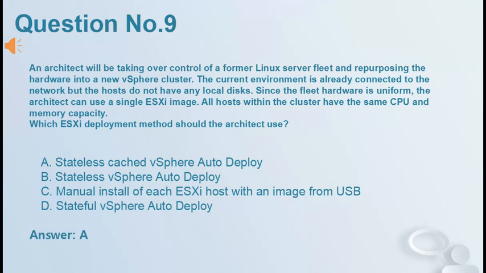An architect will be taking over control of a former Linux server fleet and repurposing the hardware into a new vSphere cluster. The current environment is already connected to the network, but the hosts do not have any local disks. Since the fleet hardware is uniform, the architect can use a single ESXi image. All hosts within the cluster have the same CPU and memory capacity. Which ESXi deployment method should the architect use?